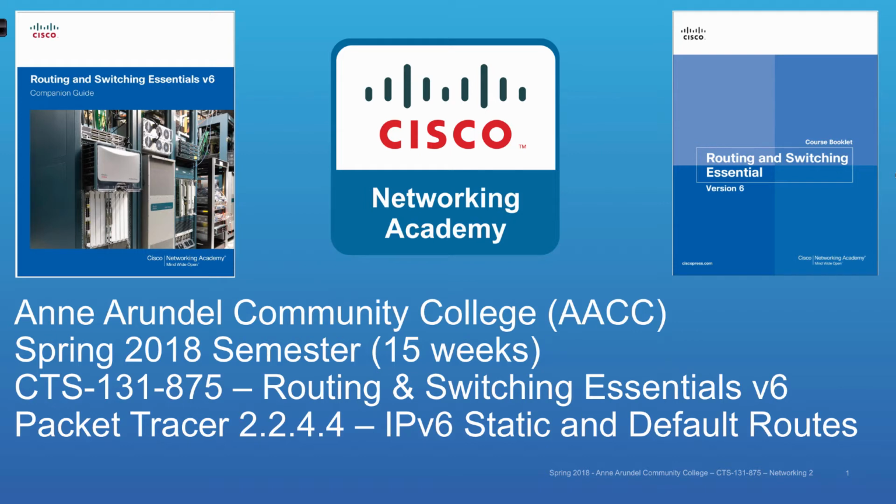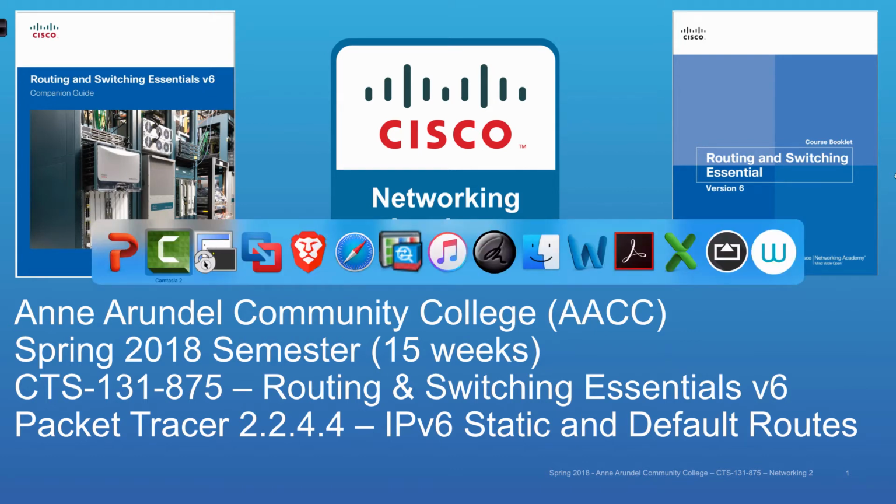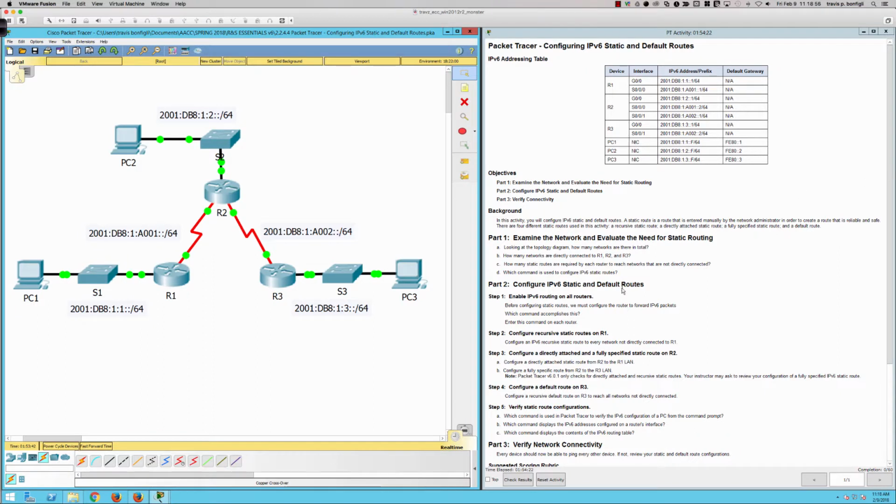This is the Routing and Switching Essentials V6, or the Networking 2 course at AACC, and this morning's Packet Tracer tutorial and solution set is going to be on Packet Tracer Activity 2.2.4.4, where we build and sort of repeat what we did in activity 2.2.2.4 with IPv4. We're now going to be creating IPv6 static and default routes. So let's dive into this activity. It should look very familiar.